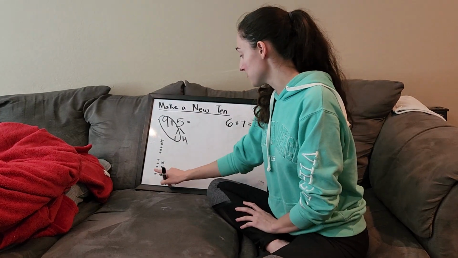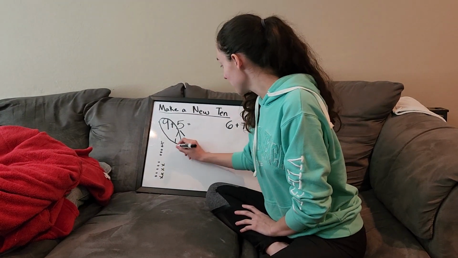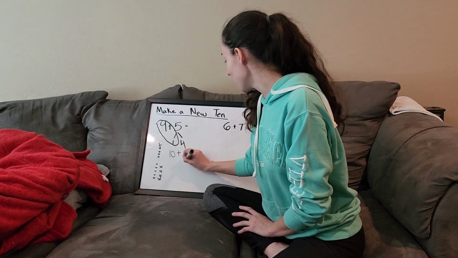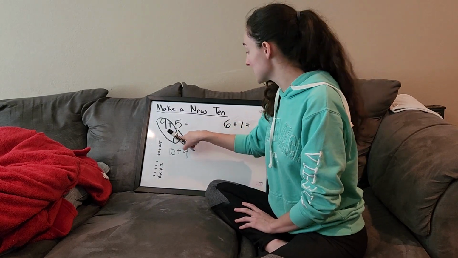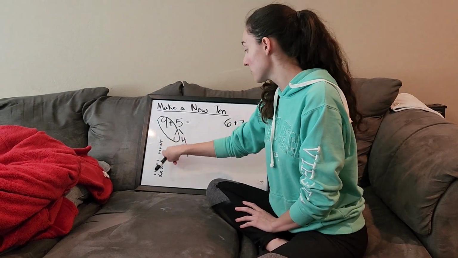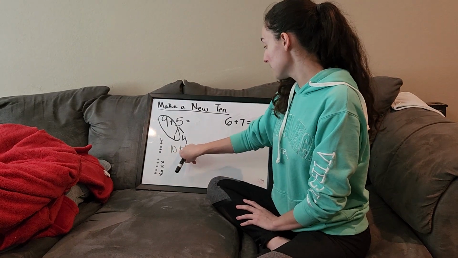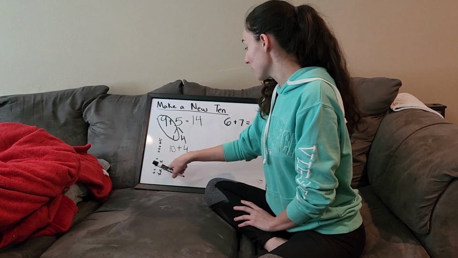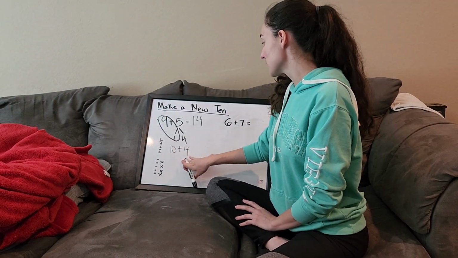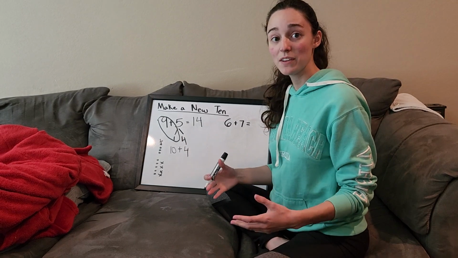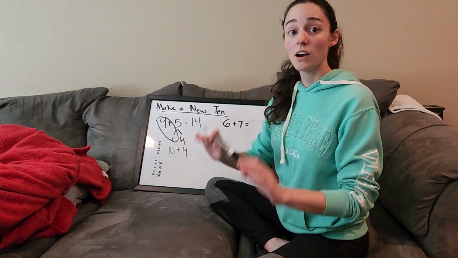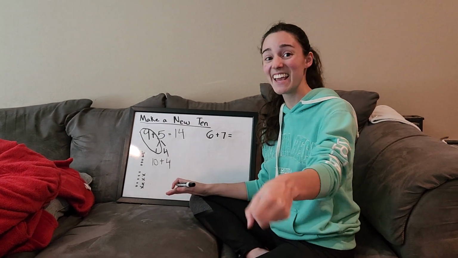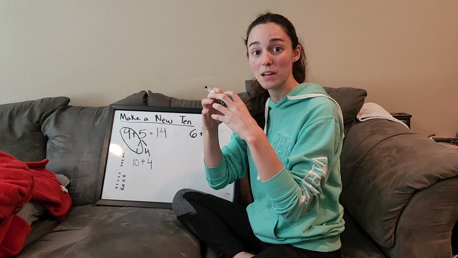From here, what we can do is we have 10, so we have 10 plus the 4 that were left behind. We don't have that 5 anymore because we split it into 2 parts. That 1 is over here now. So it's 10 plus 4 equals 14. And because we still have our 5 and our 9, this 10 plus 4 is the same as 9 plus 5, because all we did was move them around.